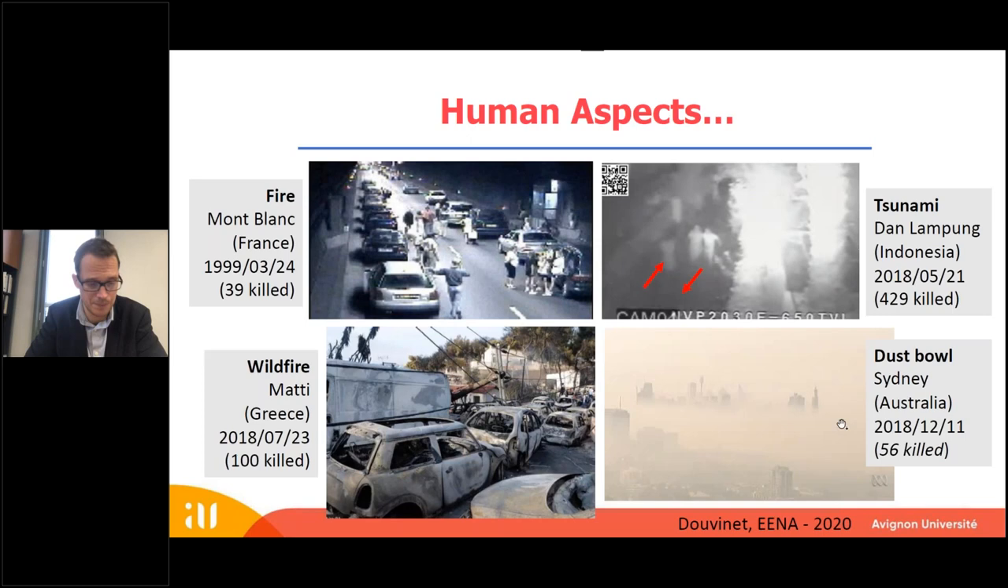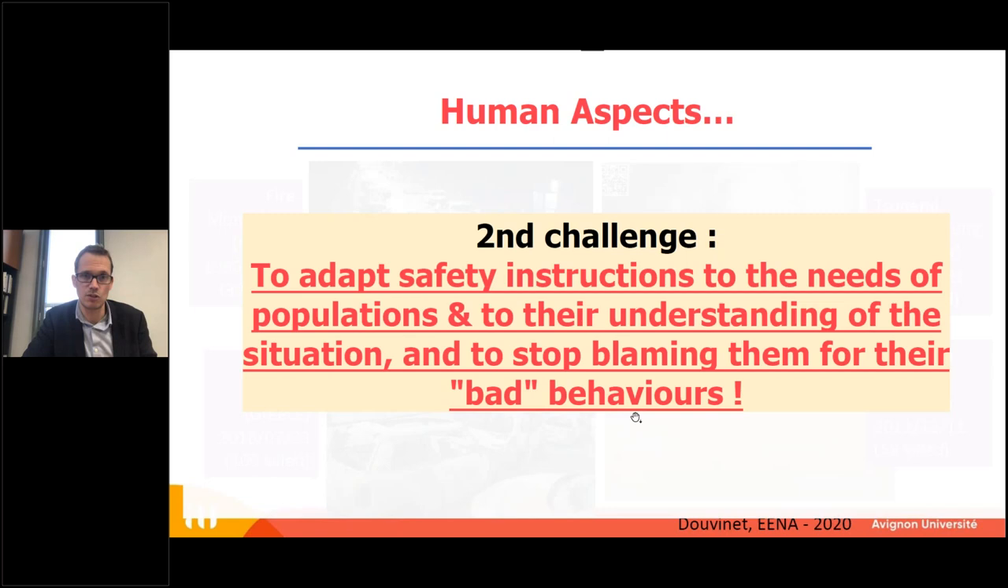Another dramatic example is in Mati, Greece. Faced with the spread of a fire, the authorities sent messages to evacuate the urbanized area, but they contributed to causing traffic jams on the road network, which had few roads in the area, and unfortunately, more than 30 people died burned in their cars. So on the next slide, one of the challenges is important. We have to adapt safety instructions to the needs of populations in real time and to their understanding of the situation. But we also need to stop blaming them for their bad behaviors.